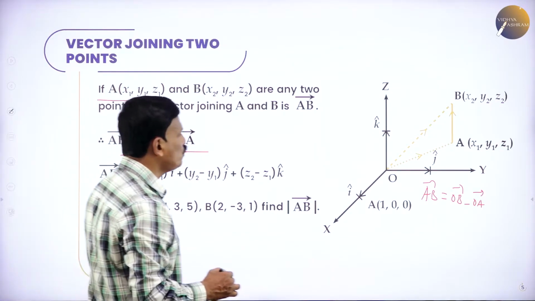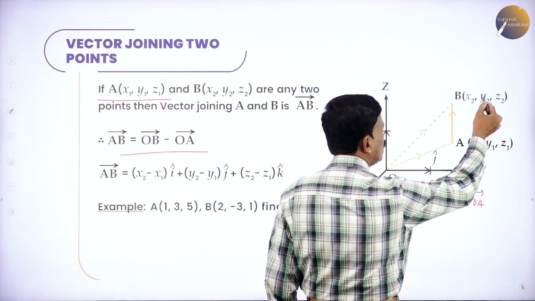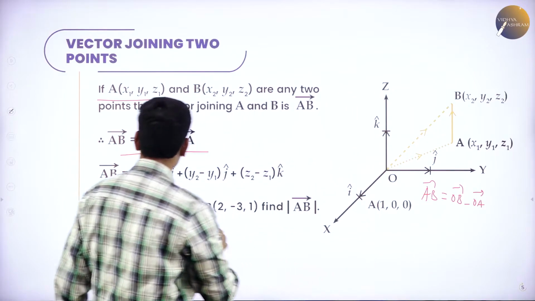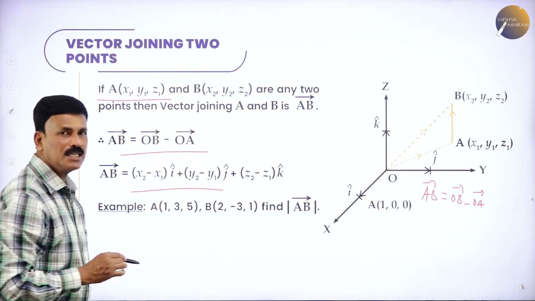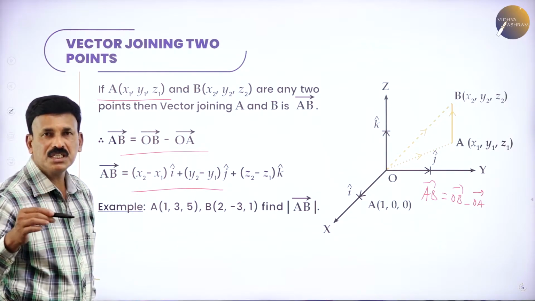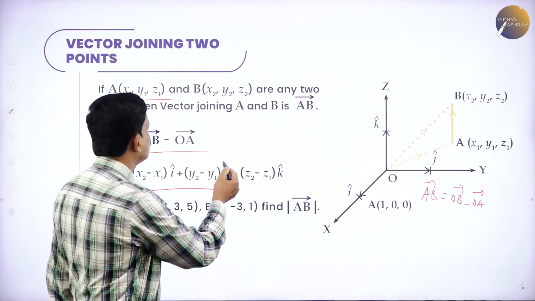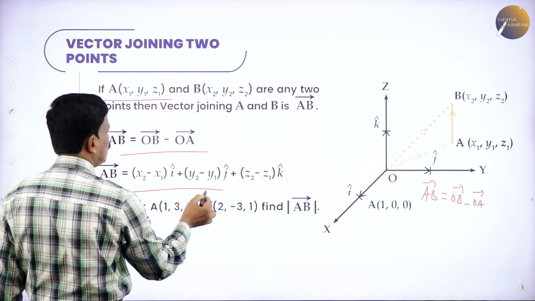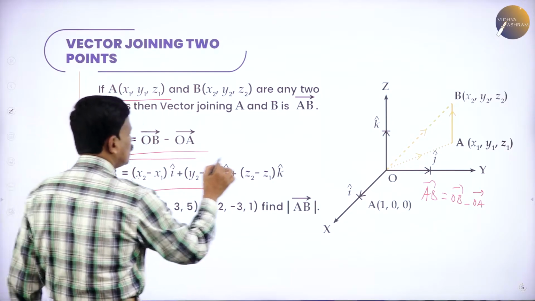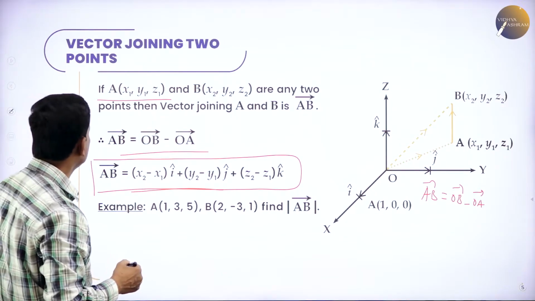Now what is AB? That is nothing but x2 minus x1 into i plus y2 minus y1 into j plus z2 minus z1 into k. That is, the coefficients of i, j and k are subtracted: x2 minus x1 i plus y2 minus y1 j plus z2 minus z1 k. So this is the vector AB if A is equal to (x1, y1, z1) and B is equal to (x2, y2, z2).